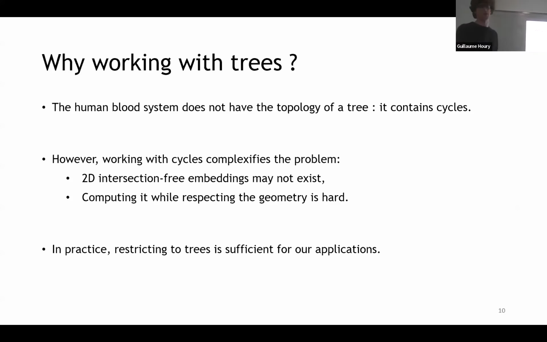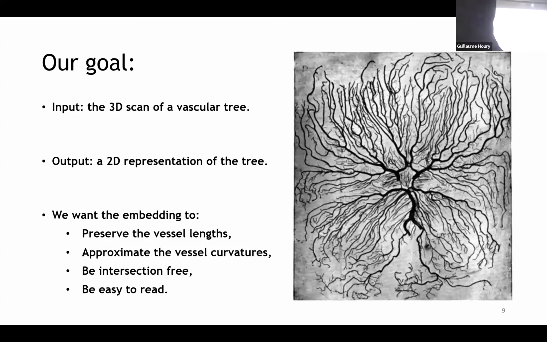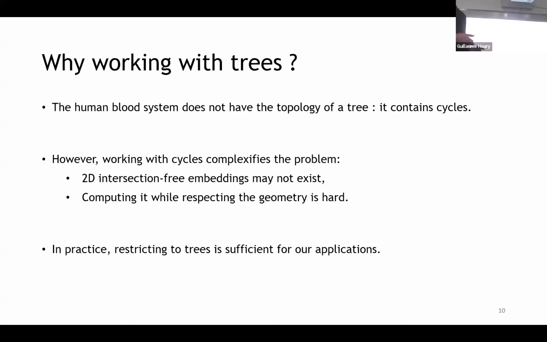And before diving a bit more into the method, I will just say a word about this tree structure hypothesis that I will make throughout the talk. So actually, the human blood system is not a tree. It contains cycles. And for instance, here in the brain area, we have a quite large cycle called the cycle of Willis located around the neck. So it's technically false to assume that any vascular system will be acyclic.